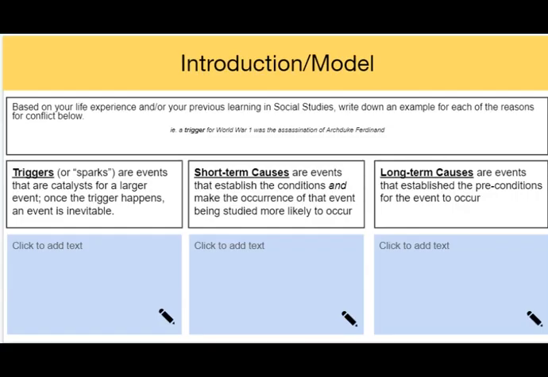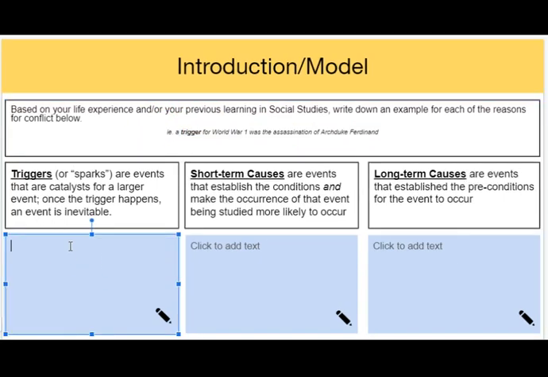Okay, your teacher may have asked you to think about life experience or something past in social studies, to think about the reasons for certain things, the reasons for conflict. Like, for example, the immediate trigger, it says, for World War I was the assassination of Archduke Franz Ferdinand. Like that would be a trigger. The immediate trigger would be the assassination. We're talking for World War I of the Archduke.